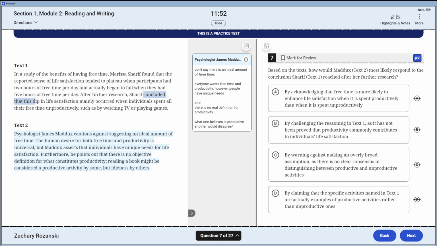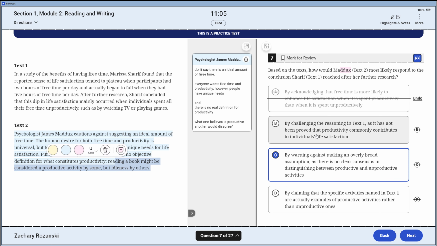Concluded that this dip in life satisfaction mainly occurred when individuals spent all their free time unproductively. This is going to engage with the notion that they spent their time unproductively. Brooks would say, hey, there's no such thing as unproductivity, right? That's defined by you. So I understand the fluffy, fake nonsense that this guy's saying, so I can start engaging. By acknowledging that free time is more likely to enhance, no, he doesn't agree with productivity. By challenging the reasoning, okay, as it has not been proved that productivity commonly contributes to life satisfaction, maybe. By warning against making an overly broad assumption, as there is no clear consensus on, yes. Reading a book, yes. This one's fine.